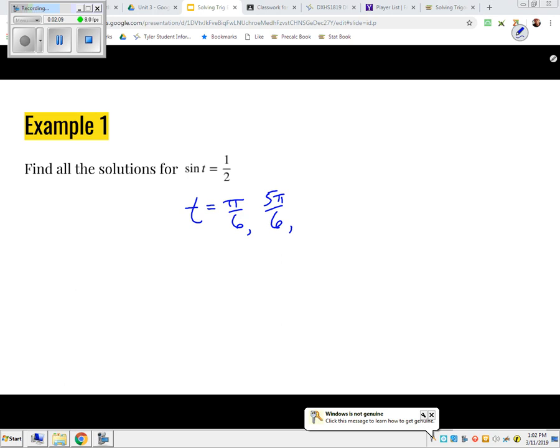Sure, yes. Sine of 0 is 0. 1. -11 pi over 6. Yes. If I take sine of -11 pi over 6, that gives me 1/2. What else? -7 pi over 6. Absolutely. That is coterminal with the 5 pi over 6, so it has to work. What else? 13 pi over 6. Yeah. If I take sine of 13 pi over 6, that gives me 1/2. What else?